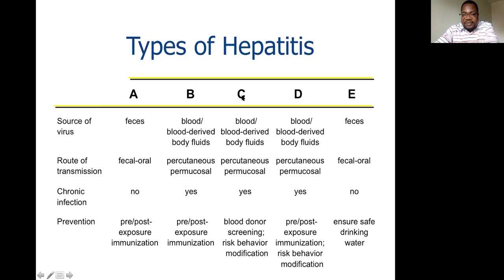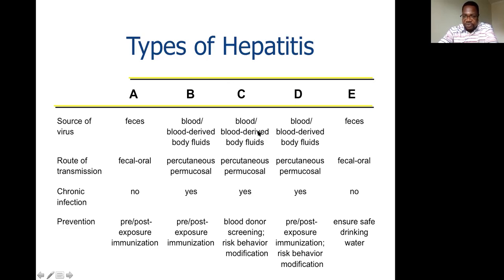But then B, C, and D are mainly found in the blood or blood products or body fluid. That's where you can find B, C, and D. So the route of transmission for B, C, and D is mainly percutaneous. You can sustain a needle stick injury, or it can also be through sexual contact when there is a bit of blood involved, or any body fluid. So you can have transmission of B, C, and D.